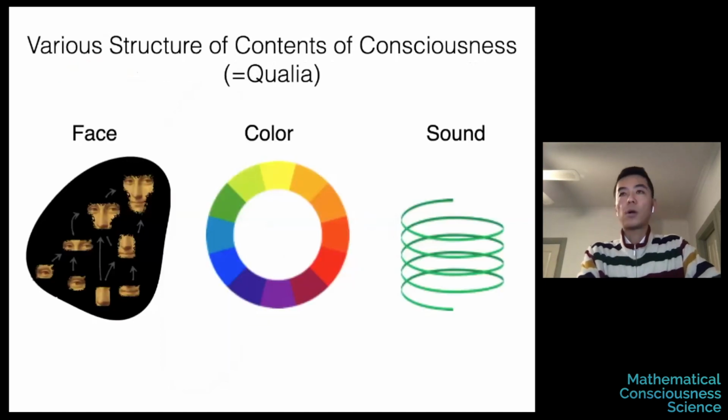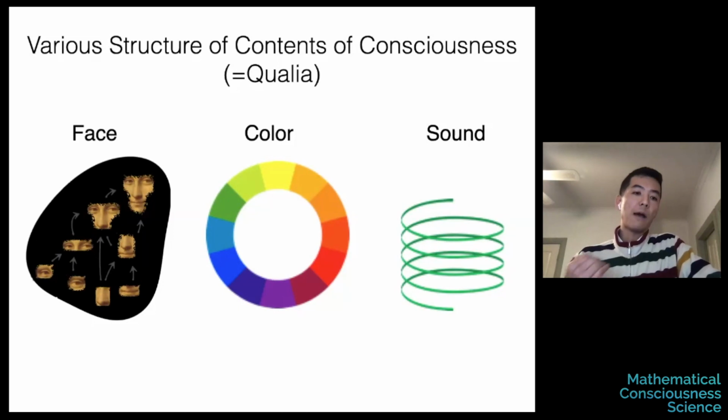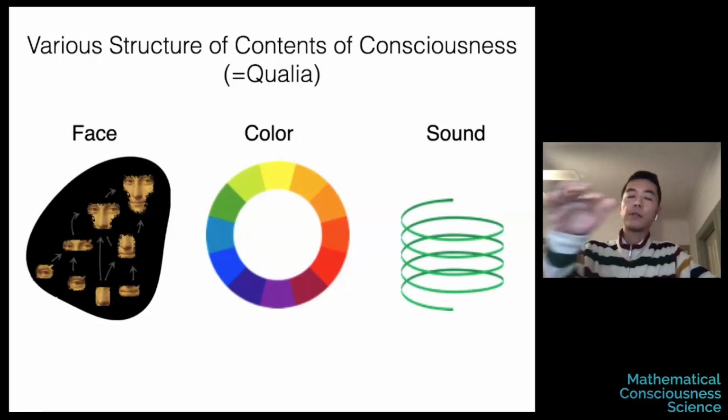And for other types of qualia, such as sound, if you look at the literature on tone structure, it is proposed as having a spiral-like structure, meaning that the sound of C is different from, but similar to, D, and more different from E, and so on.